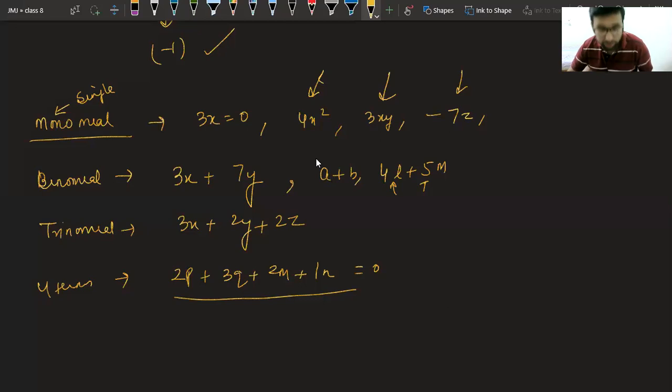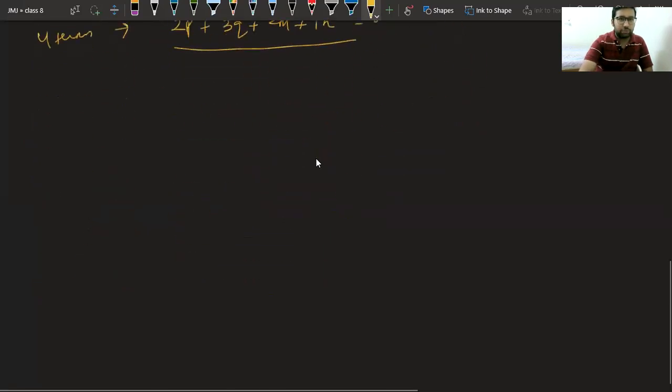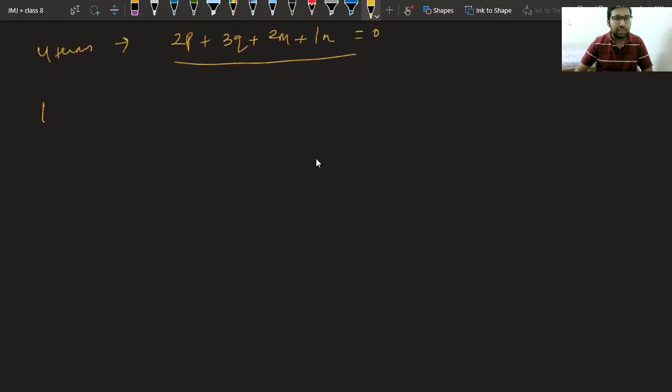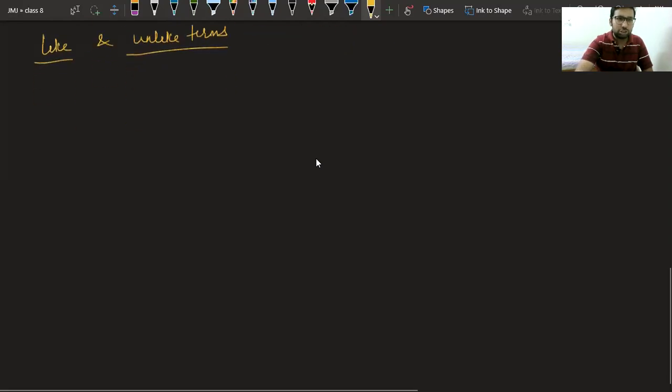Now, we have seen examples of binomial, trinomial and these terms. Now we will see like and unlike terms. Class, now we will see like and unlike terms. This chapter is very easy. It is based on chapter number 2 only.